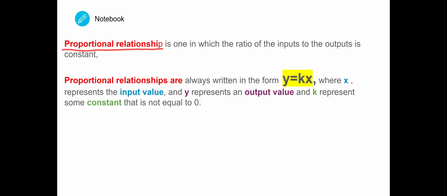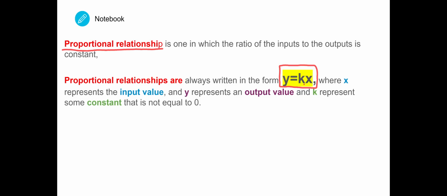Proportional relationships are always written with this equation right here, y equals kx. Now, do you see how I highlighted it and I circled it? This is something that's really important, so you really need to make sure you have this in your notes. Go grab a highlighter and highlight it. Make sure that you know this equation.